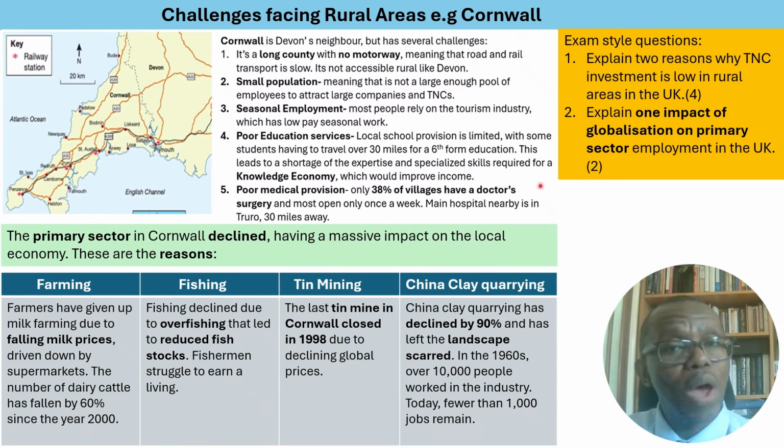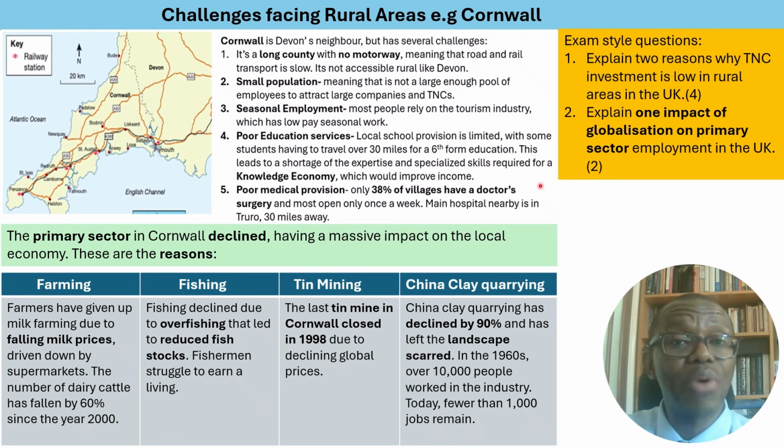a challenge. One thing that is very important for us to mention here is that the primary sector of industry has declined in Cornwall, and that has greatly impacted on Cornwall's economy. There are several reasons why the primary industry has declined, and we shall talk about some of those. And the first one is farming. Now, farming in Cornwall has declined, especially due to falling milk prices.